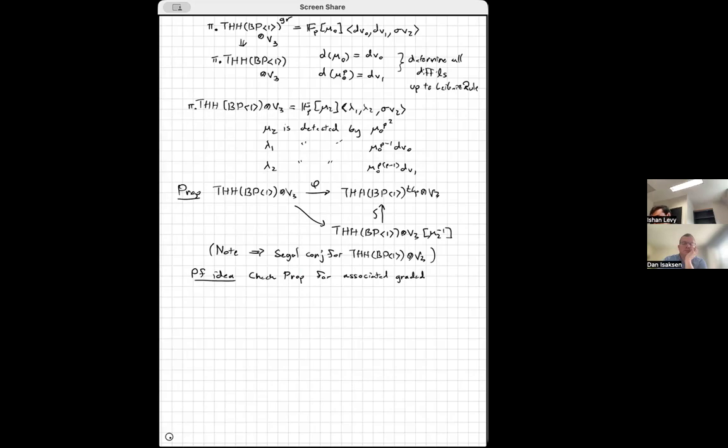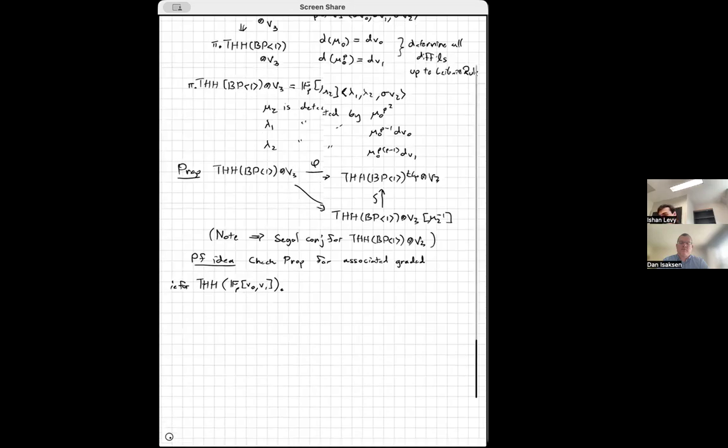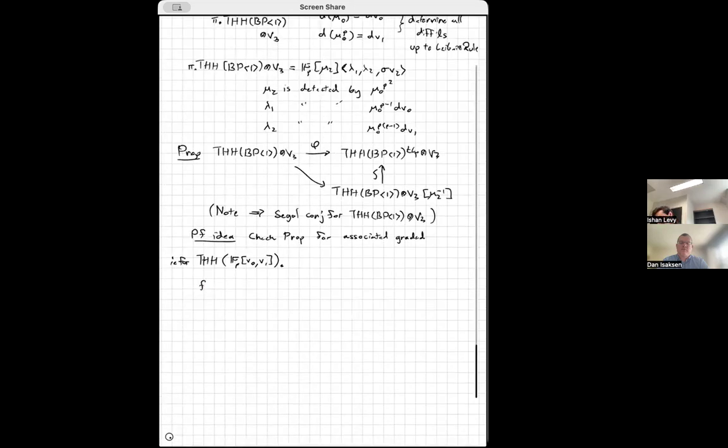And it's much easier to check on the associated graded because now you're just looking at THH of a polynomial algebra over FP. So you just want to check it for THH of this polynomial algebra over FP. Okay? And so the claim is that's much easier. So maybe I will give an example of what the Frobenius map looks like for THH of FP itself.